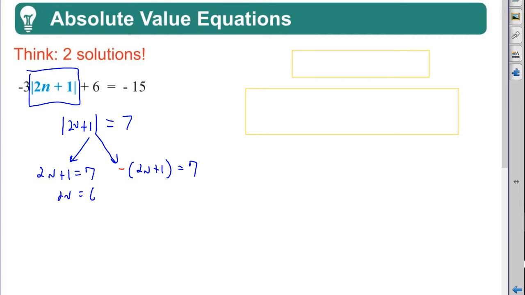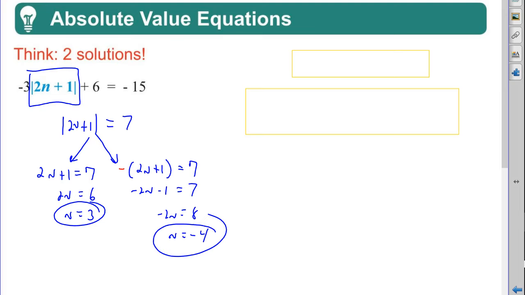Add the 1 to both sides, the negative 1 to both sides, divide by 2. There's one solution, n equals 3. Distribute, negative 2n minus 1 equals 7. Negative 2n equals 8, right? And divide by negative 2. And so n equals negative 4. There's our second solution, right? You got to think two solutions.